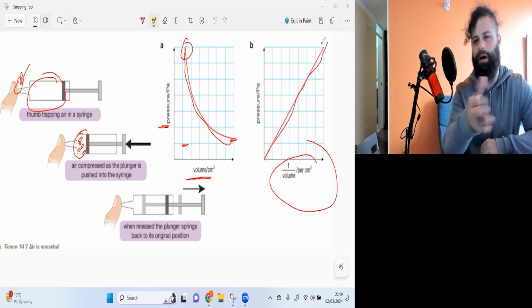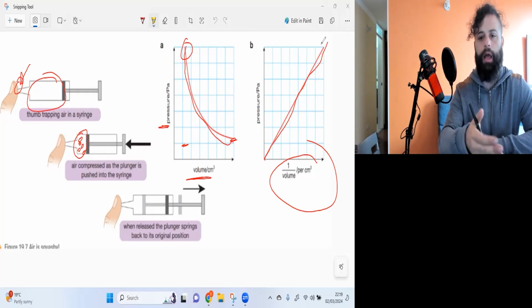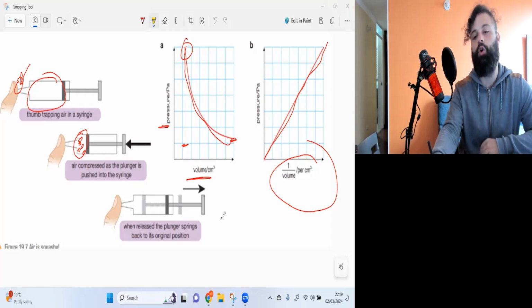Now, you don't need to memorize these graphs off by heart. The important thing is that you're going to have to know this equation: P1 V1 is equal to P2 V2.